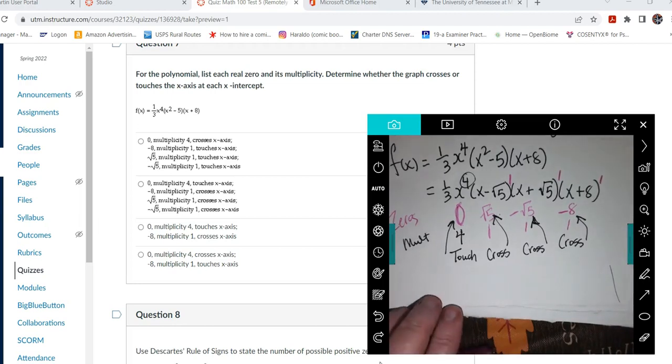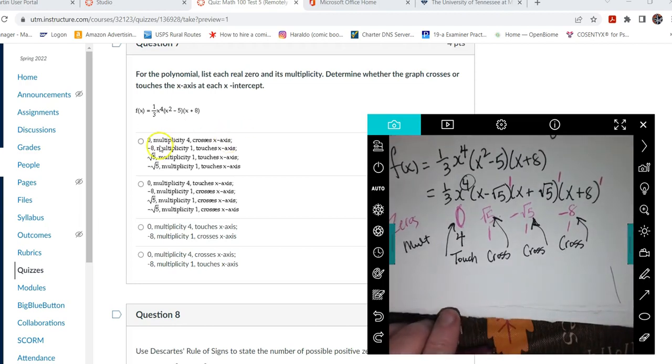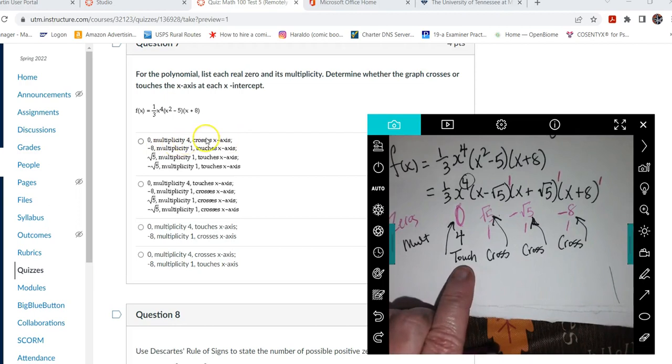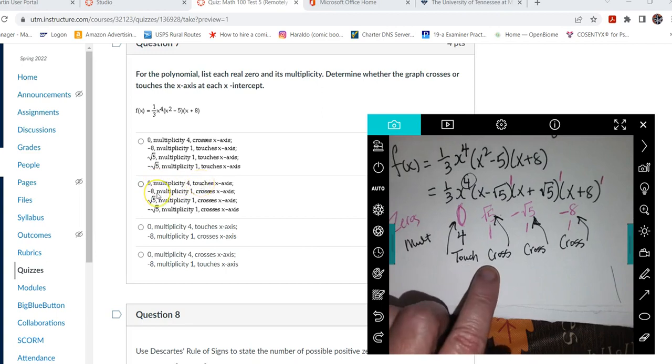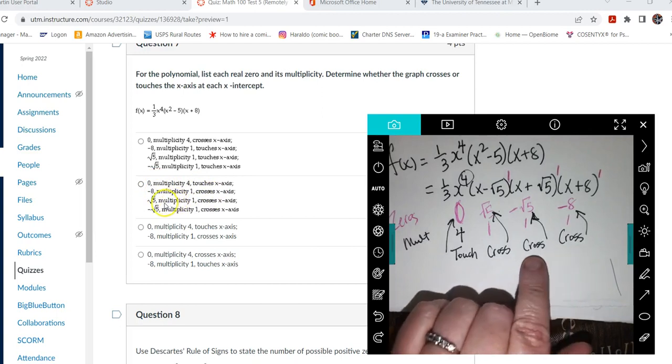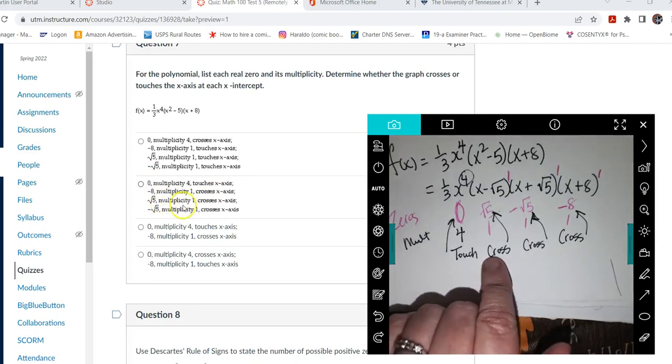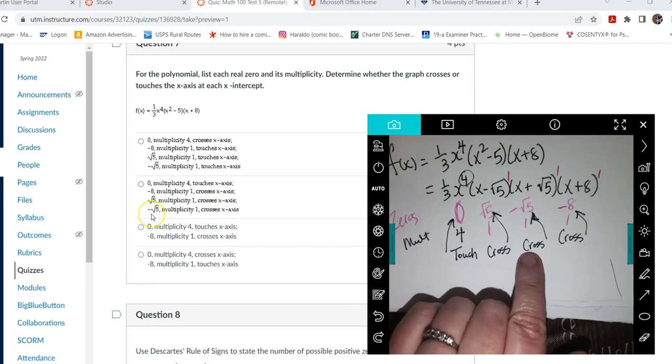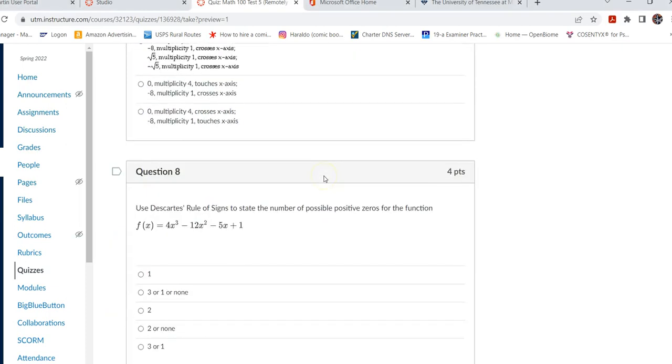Okay, so we're looking for 0, multiplicity 4, and touches. So that first one's out. 0, multiplicity 4, touches. That's good. Negative 8, multiplicity 1, crosses. Square root of 5, multiplicity 1, crosses, and negative square root of 5, multiplicity 1, crosses. Okay, I don't need to look anywhere else. It's going to be that one.